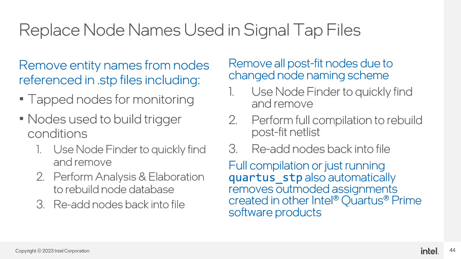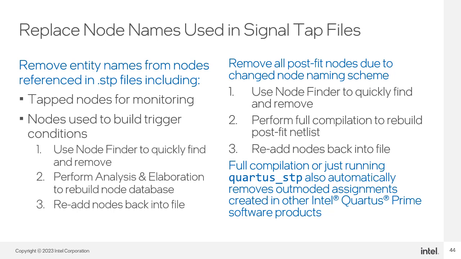When migrating to the Pro Edition, signal tap files may also require changes to work correctly. Recall that entity names are not used when creating assignments for logic in the Pro Edition. In a signal tap file used to create one or more instances of the signal tap embedded logic analyzer, design nodes are tapped for building trigger conditions and for capturing signal levels when the trigger conditions occur. Entity names must be removed from these tapped nodes.